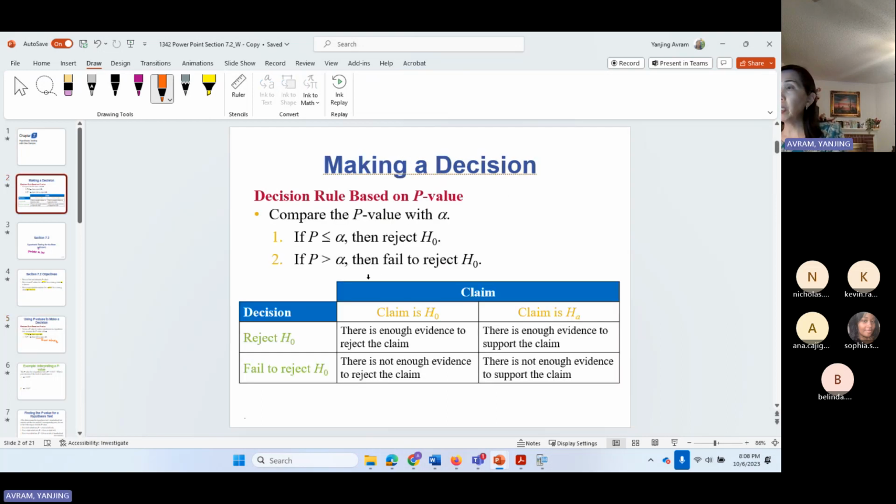All right, so we have this table that we can use to make the decision. If we fail to reject the null hypothesis, we also need to look at where the claim is. Is the claim in the null or in the alternative hypothesis? Because this is gonna give you a different conclusion. And if you reject the null hypothesis and your claim is in the alternative, that is the conclusion here. That means you have enough evidence to support the claim. So we're gonna come back to use this table again and again every time we make the final conclusion.